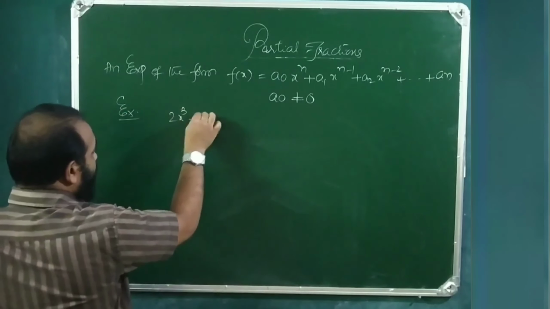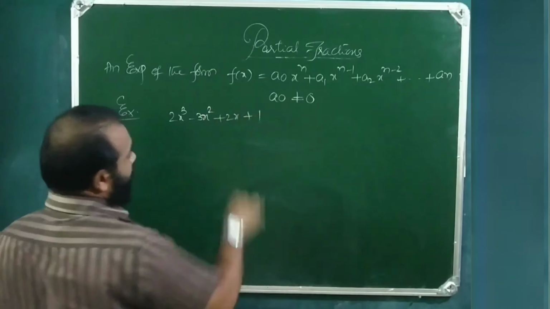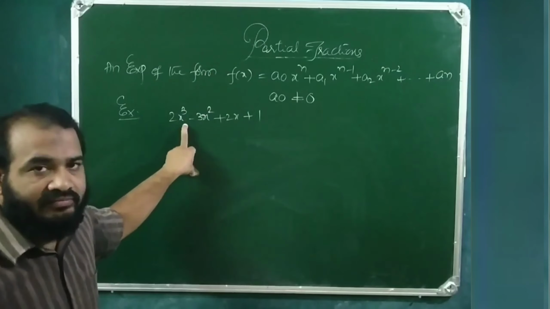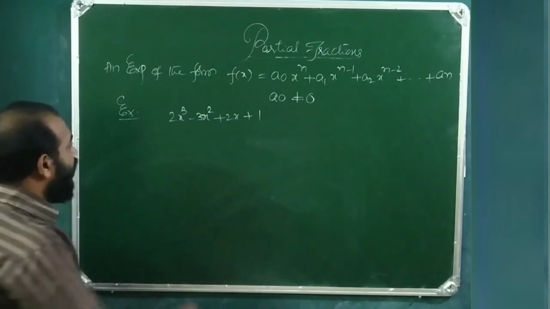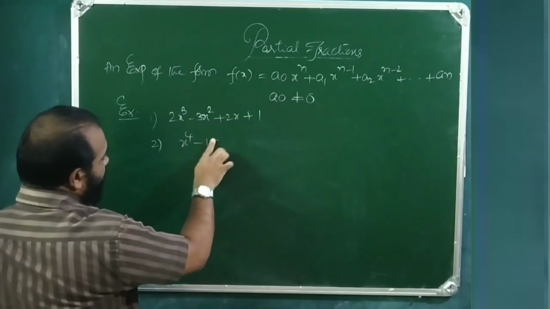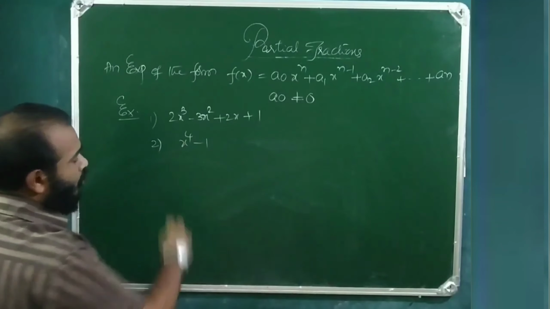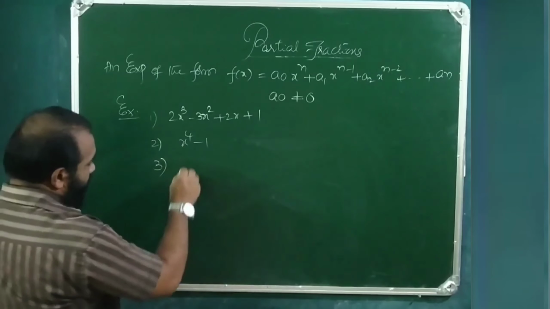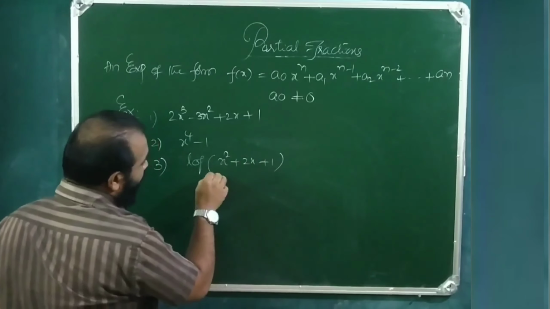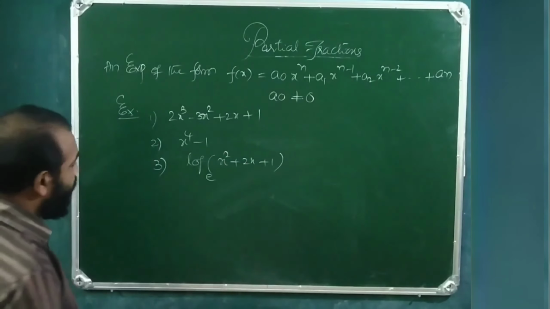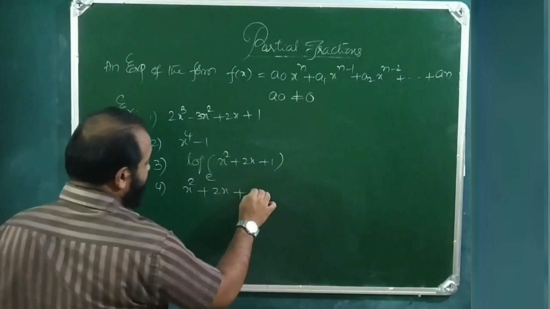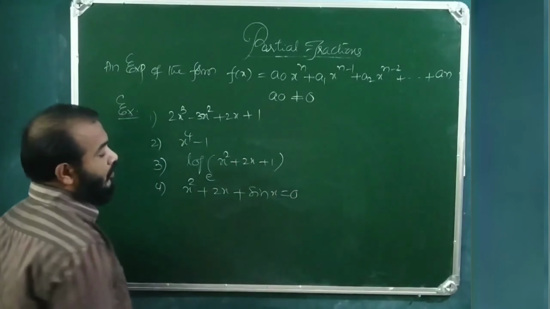2x cube minus 3x square plus 2x plus 1 is one example for a polynomial. Here the degree being 3, it is called the cubic polynomial. Likewise, x power 4 minus 1, this is a biquadratic polynomial with degree 4. Now, log of x square plus 2x plus 1 with the base e, this is not a polynomial. And x square plus 2x plus sin x is also not a polynomial.